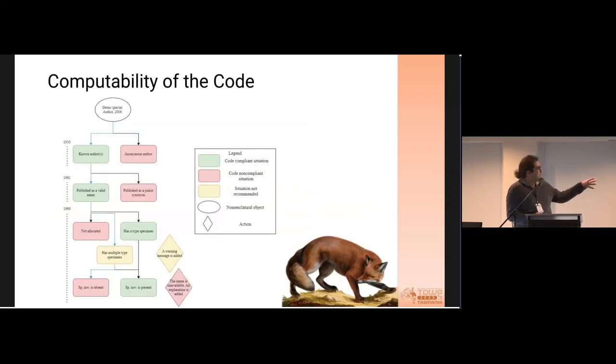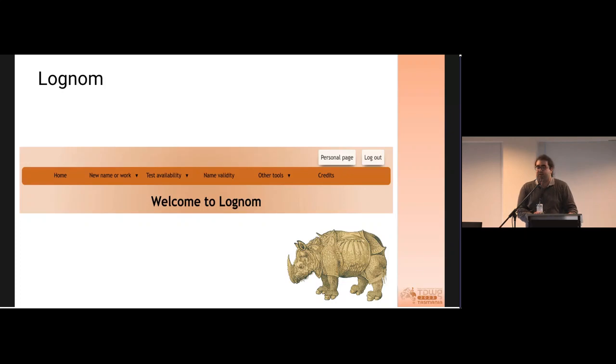These elements led to the idea that the code should be translatable into algorithms, because it really looks like a decision tree. That thought led to the creation of Lognom, for Logiciel de Nomenclature in French, or Nomenclatural Logbook in English, a software whose aim is to calculate, based on the user's input, if a name or a work is available or valid, and it also provides other tools.